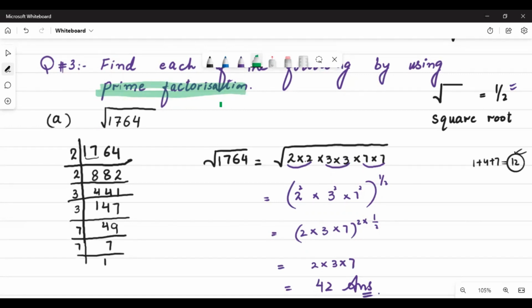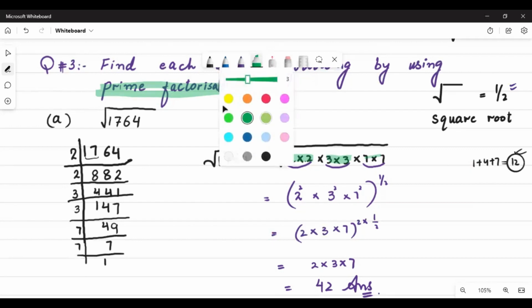As we can see, and this is the most important point of this question, whenever you are finding the square root, the numbers should come in pairs. Meaning each number should be with the power 2. Then only you can remove it with the square root, because we know that the square root power is 1 by 2. So here I have one pair of 2, one pair of 3, and one pair of 7. It means that 2 comes 2 times, I can write it as 2 raised to power 2. 3 comes 2 times, I can write it as 3 raised to power 2. And 7 comes 2 times, 7 power 2. And the square root I can replace by 1 by 2.